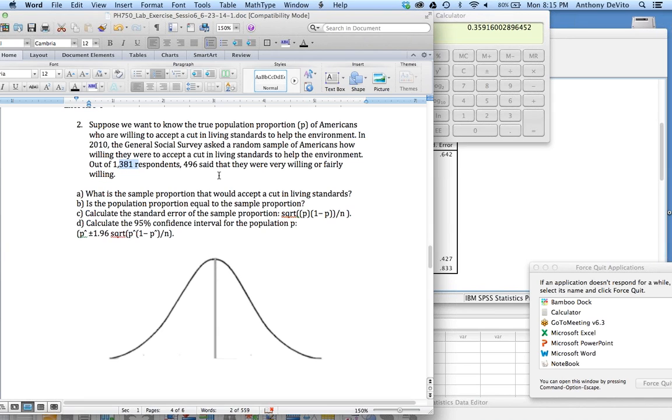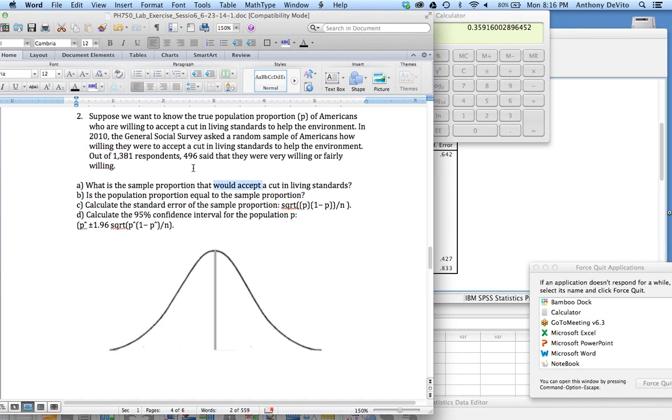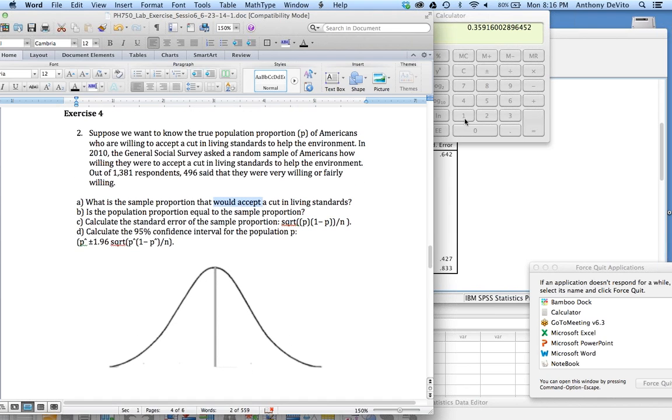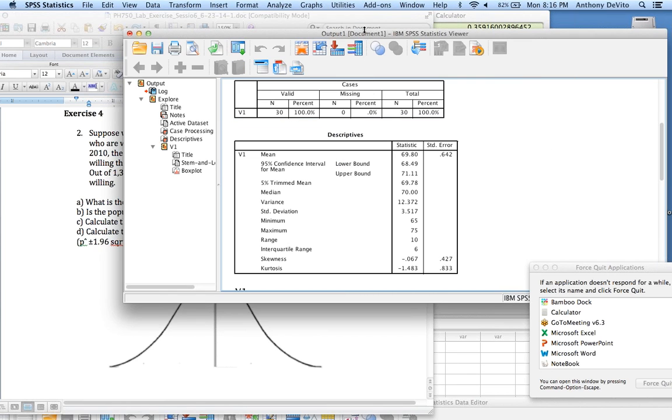Because I think what you did was you subtracted 496 from 1381, and you found the percentage that were not willing, right? This is asking for the proportion that would accept, right? So I think it should be 496. That's from early. Oh, I'm sorry. Okay, sorry. I haven't been glancing over there. When I looked back, I saw that answer, but I get the reference there. Okay, so it's 0.359.